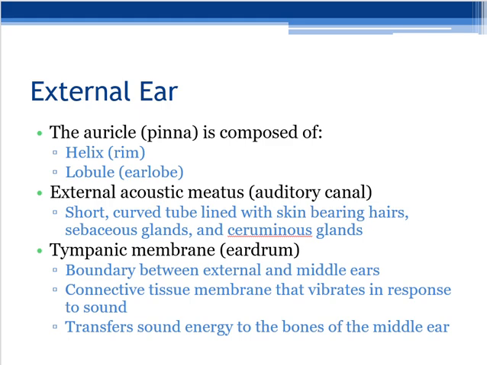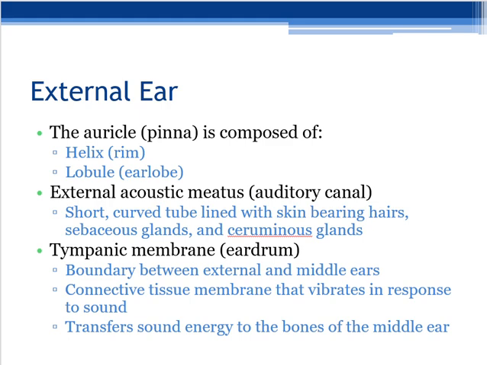So let's look again at the external ear. It has the auricle, which is composed of the helix and the lobule, the external acoustic meatus or the auditory canal, which connects the outer ear to the tympanum. It also has things like hair, sebaceous glands, and ceruminous glands that produce earwax. And then we're going to end the external ear at the tympanum or eardrum, also known as the tympanic membrane, because that's the boundary between the external and middle ears. It's just a connective tissue membrane that vibrates in response to sound waves.